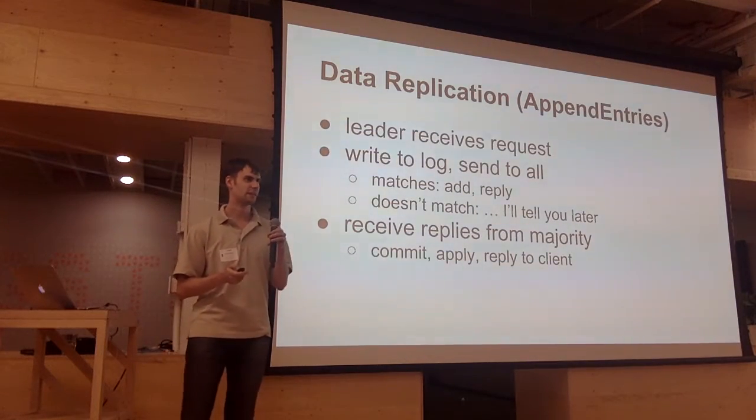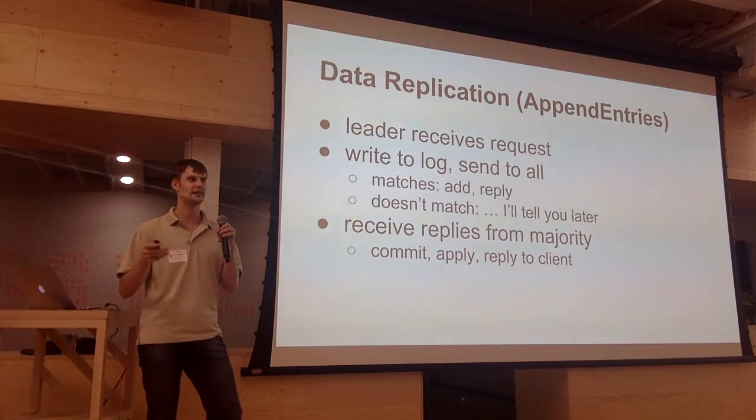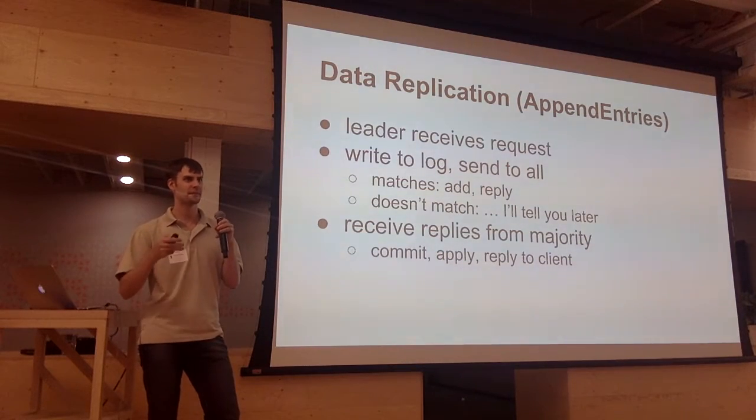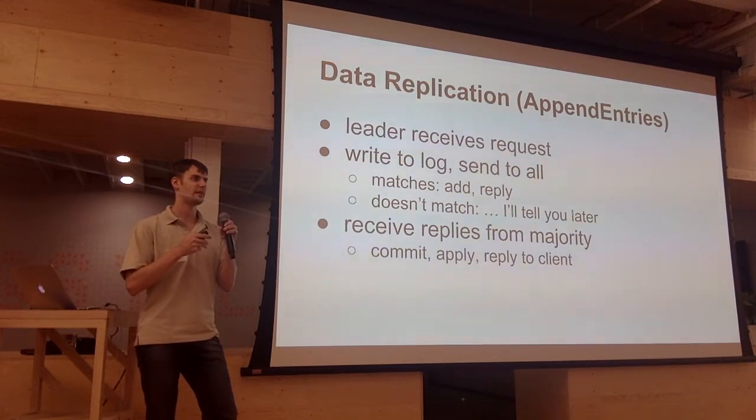Once you have a leader, first of all, as I mentioned before, all client requests go through the leader. A client can contact any Raft node at all, and if that node is not the leader, it tells the client who it thinks the leader is, and then the client has to connect to the actual leader. So requests come into the leader, and it's up to the leader to replicate the data out to its followers.